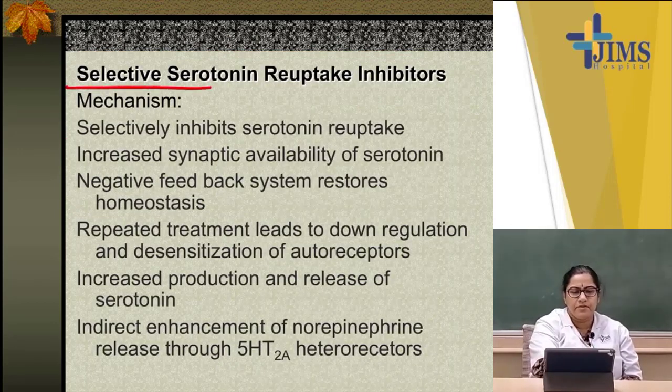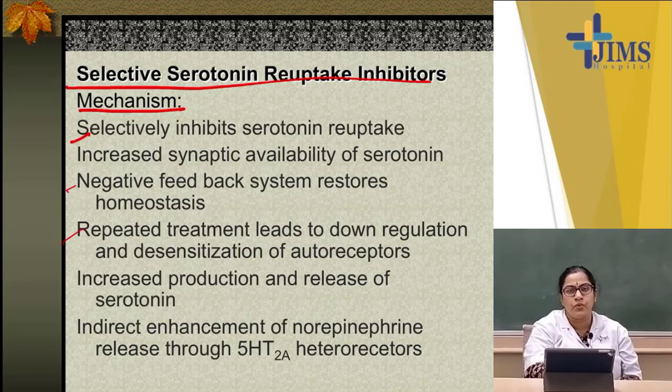So selective serotonin reuptake inhibitors, the mechanisms are: selectively it inhibits the serotonin reuptake, increases the synaptic availability of the serotonin, negative feedback system restores the homeostasis, repeated treatment leads to down regulation or desensitization of the autoreceptors, increased production and the release of serotonin, indirect enhancement of the norepinephrine release through 5-hydroxytryptamine 2A heteroreceptors.